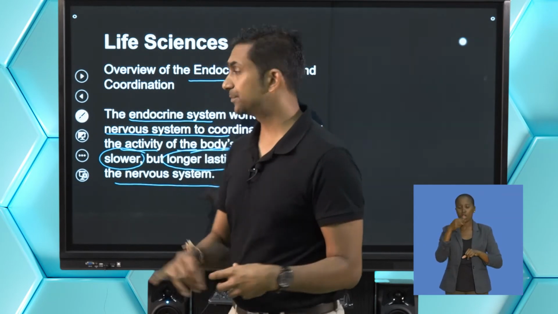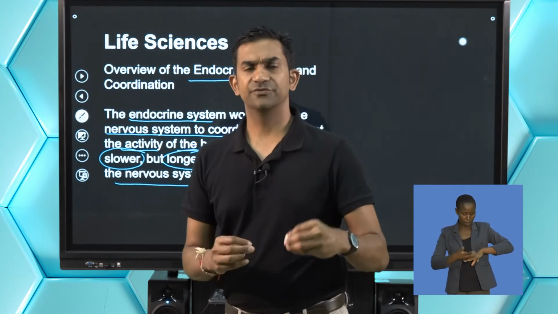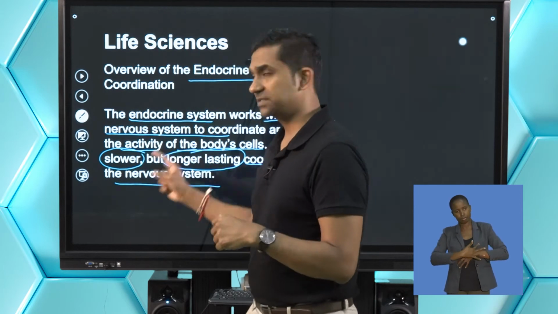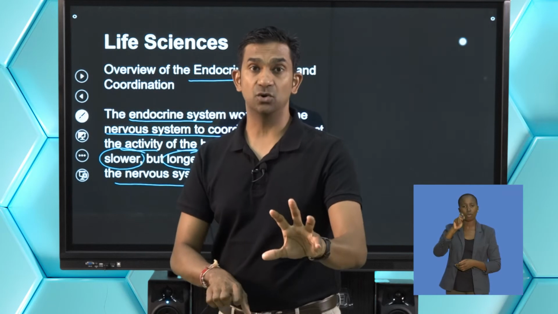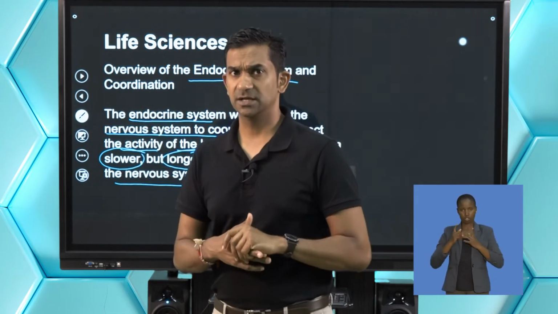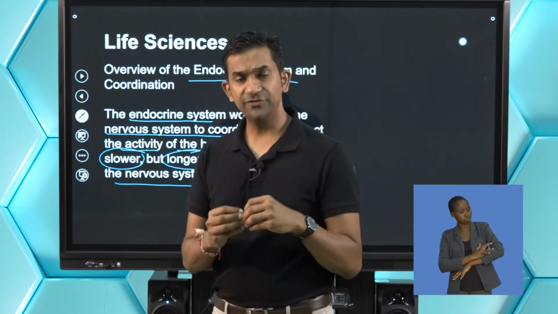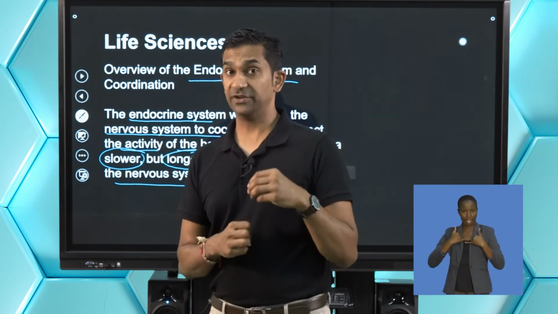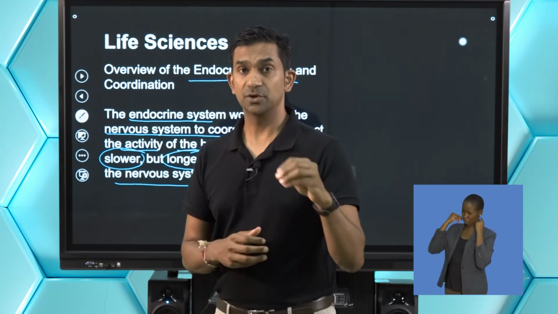And if you think about that process, the bloodstream has a relatively slower process of transporting an impulse. So it means that the endocrine system uses hormones in the bloodstream that get to the effector organ to bring about change. So it's a relatively slower process. However, it is a longer lasting process. So the effect of the endocrine system is longer lasting. The effect of the nervous system is quick, immediate, and short-lived.